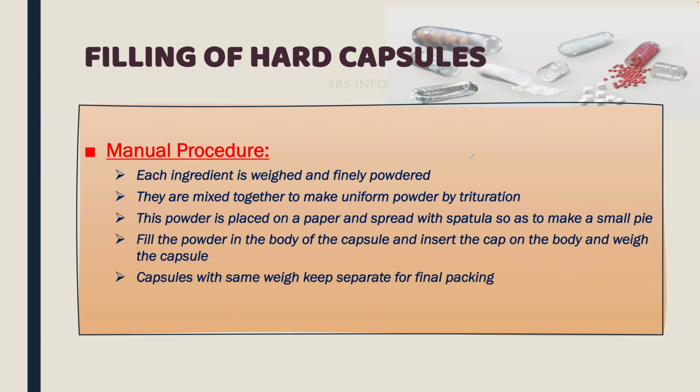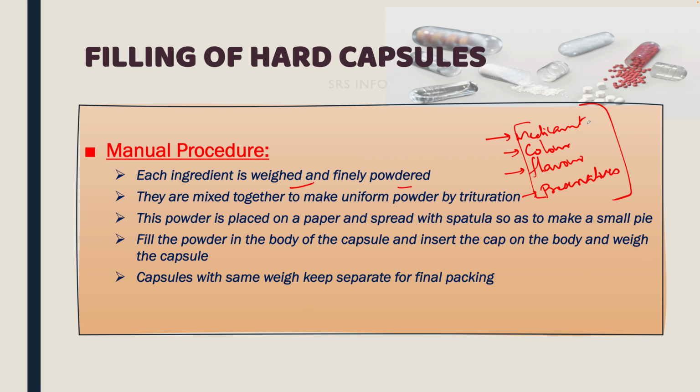Before going into details of capsule making machines, we have to understand the basic manual procedure. Suppose we are making a single capsule manually, then what are the points to be taken care of? Each ingredient is weighed and finely powdered. Each ingredient means there may be one or more medicaments to be filled. Okay, so the first ingredient is medicament, then coloring agent, then flavoring agent, then preservative. All these are the important ingredients of capsules. Clear? So all these ingredients are weighed and finely powdered. The required quantity is weighed and converted into fine powder.